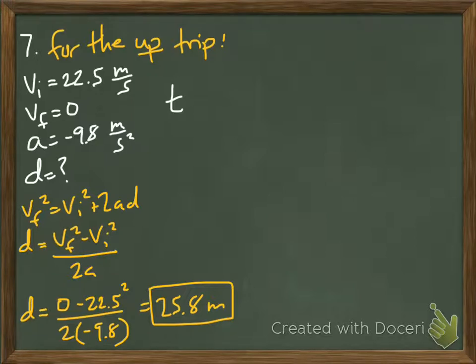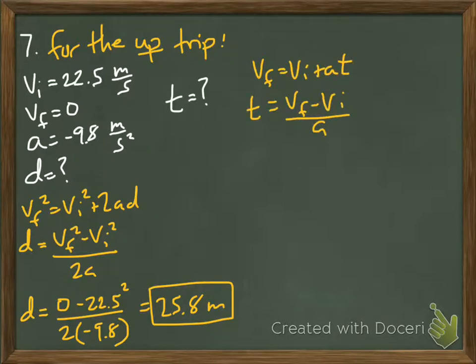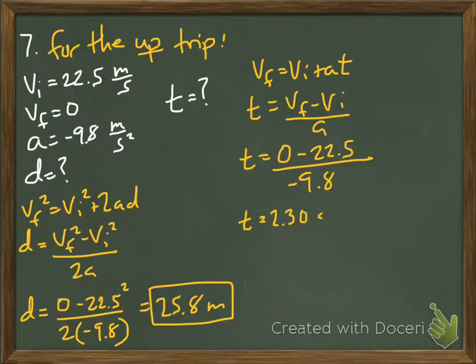How about time for part 2? How long does it take? You need to pick an equation that has t in it, as well as some of our other variables that we've already written down. The easiest one is this one right here. We can rearrange to solve for the variable t. Velocity final is going to be 0. Initial is going to be the given. A is going to be acceleration. So there we go, 2.3 seconds.